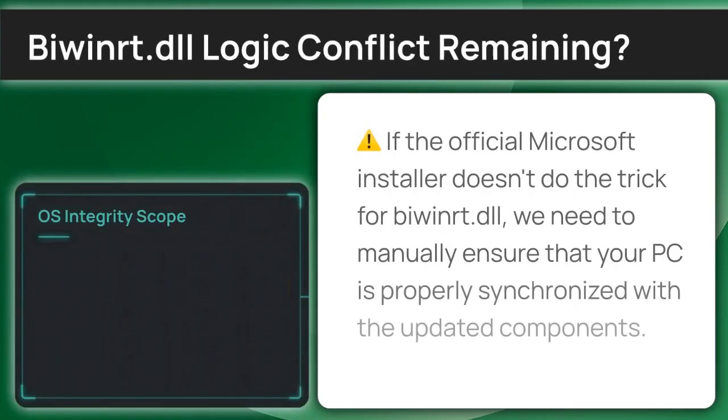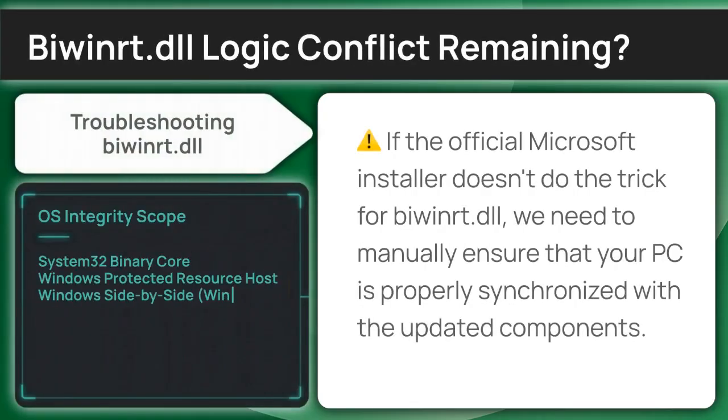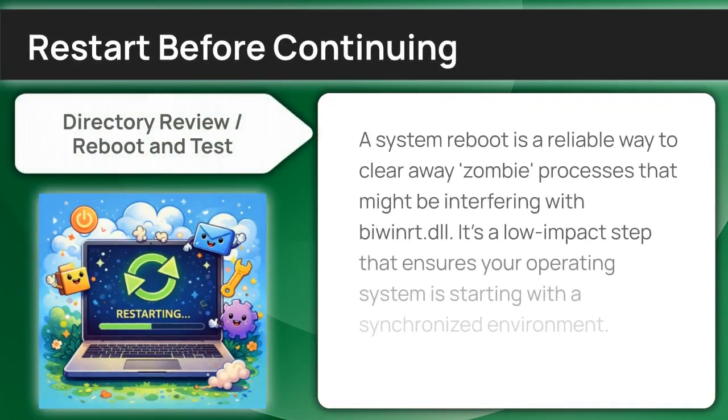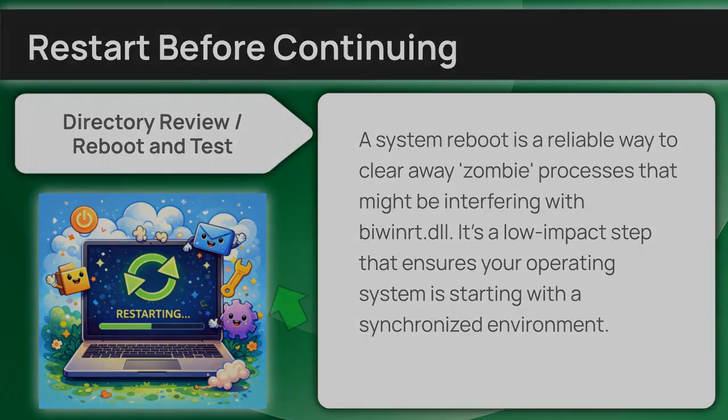If the error persists despite the new library files, we must verify if a simple synchronization conflict is preventing the file from loading. A quick reboot can determine if the error is transient. While it won't fix a deleted file, it can re-establish the connection between your software and the Biwinrt library file if the path was temporarily busy.